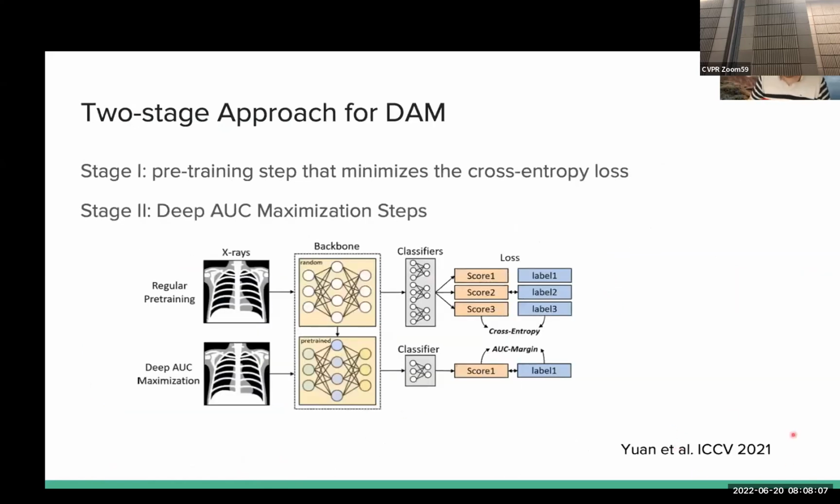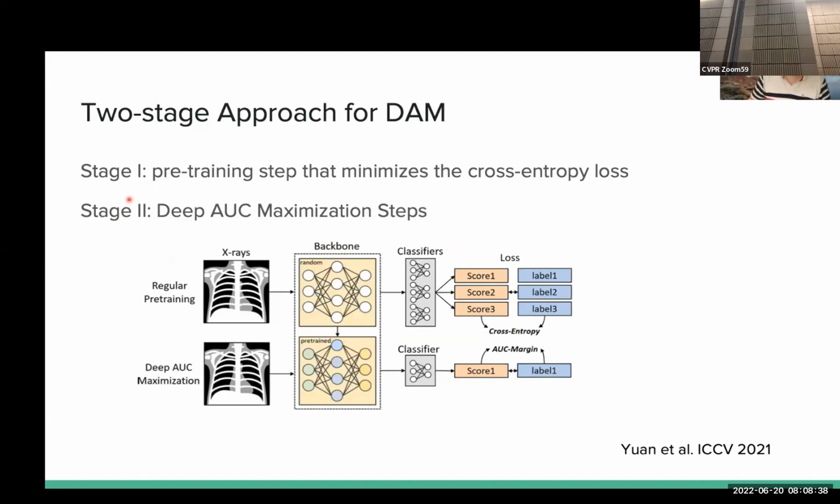And Yuan et al. also proposed an interesting approach for deep AUC maximization, the so-called two-stage approach. The idea is the following. Stage 1 is to do the pre-training step, that is, minimize the cross-entropy loss. For the regular pre-training, they have the X-rays, the backbone network, the classifier, and the loss, which is the standard training people use in deep learning libraries. The goal of stage 1 is to learn the features of those data sets.